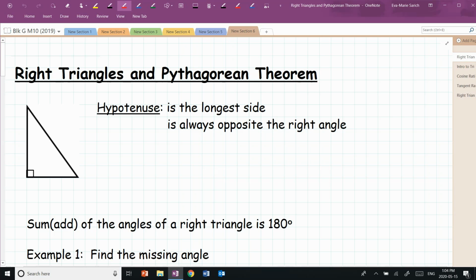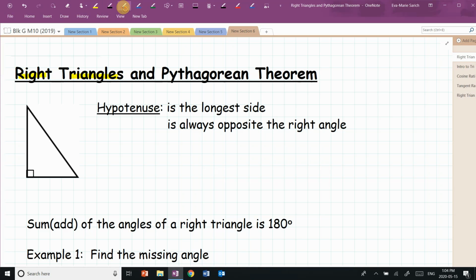Hello, ladies and gentlemen. We are now moving away from the unit we had on functions and relations, and we're moving on to the trig unit. Today's lesson is going to be on right triangles and the Pythagorean theorem. Now, some of you maybe had this in grade 8, or maybe it's been a while. So I have to start back with right triangles.